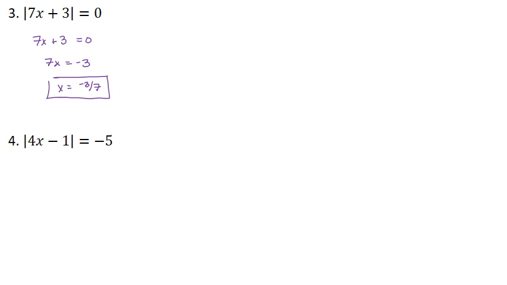And even better, if you're not careful, number 4 is a very commonly missed question. It says the absolute value of 4x minus 1 needs to equal a negative 5. But remember, absolute values can only equal positive numbers. So if you get an absolute value by itself and you get it equal to a negative number, there is no way to solve this. This has an answer of no solution.